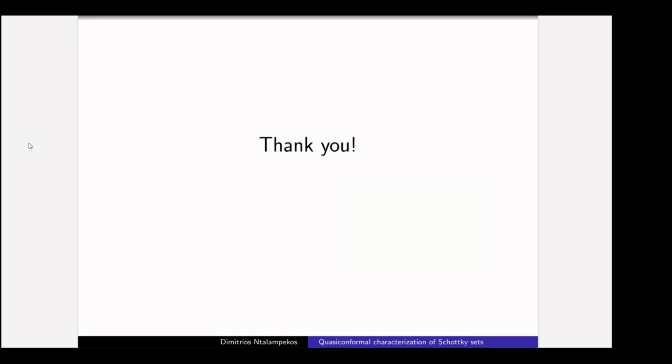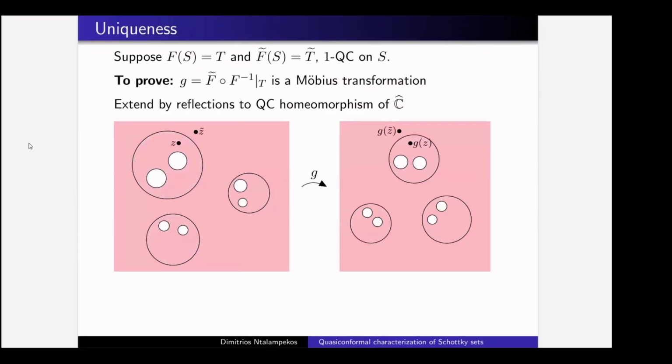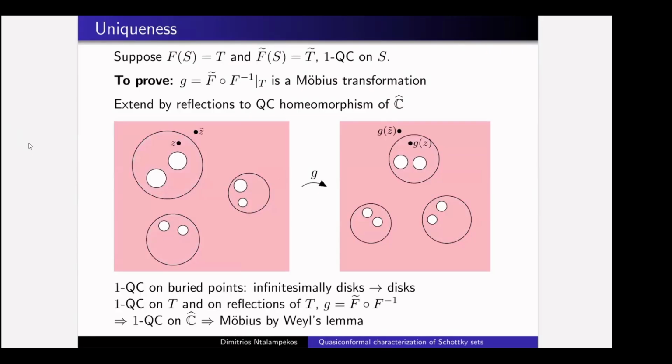Super clear talk. Any comments or questions? Can we go back to the 1 quasiconformality of your map? You didn't say anything about this, right? Let me just make sure that I understand this correctly. In the existence part, you get the map as the limit of conformal maps, right?